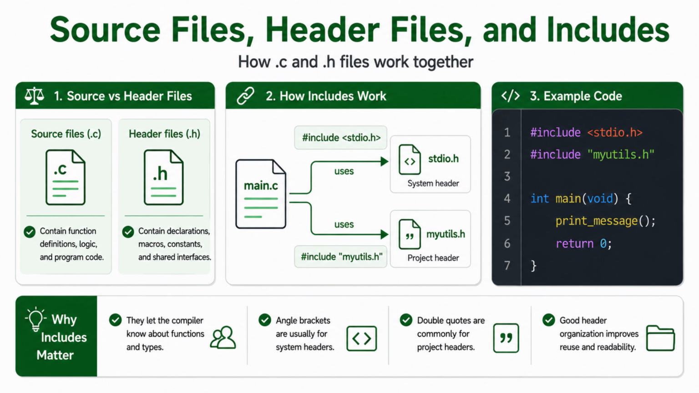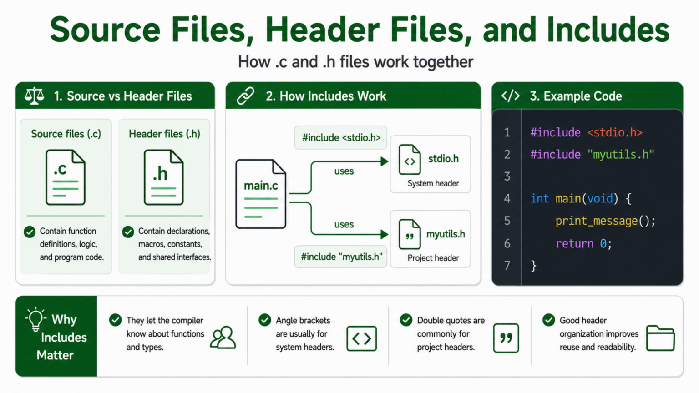The include directive tells the preprocessor to bring header information into the current file before compilation. Angle brackets, like #include <stdio.h>, are usually used for system or toolchain headers. Double quotes, like #include "mutils.h", are commonly used for your own project headers.